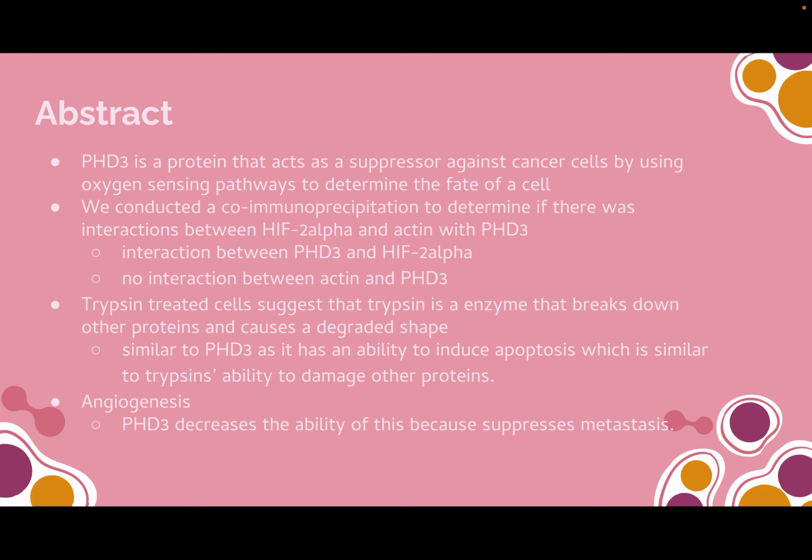actin and PHD3. We know trypsin-treated cells suggest that trypsin breaks down other cells and causes a degraded shape. We found it was similar to PHD3, as PHD3 also has an ability to induce apoptosis and is able to damage other proteins. We know angiogenesis is related to PHD3 because PHD3 is a suppressor protein and it will suppress angiogenesis, which would lead to suppressed metastasis.